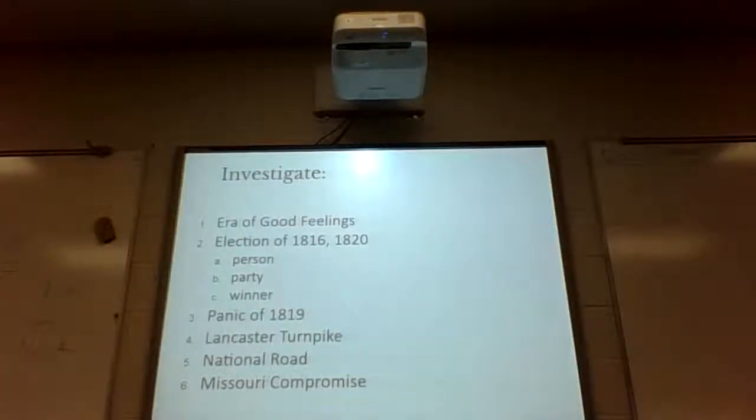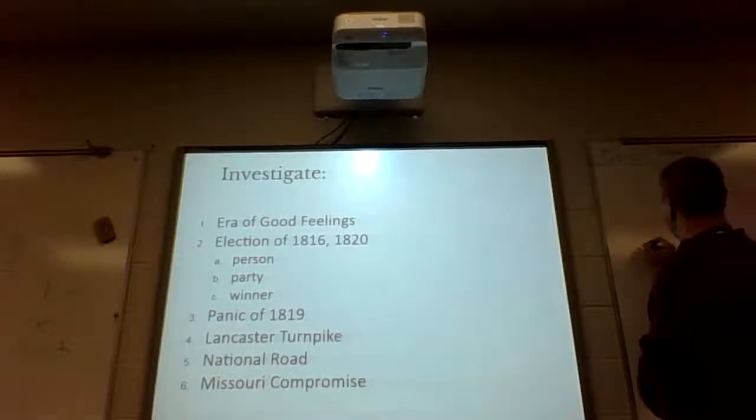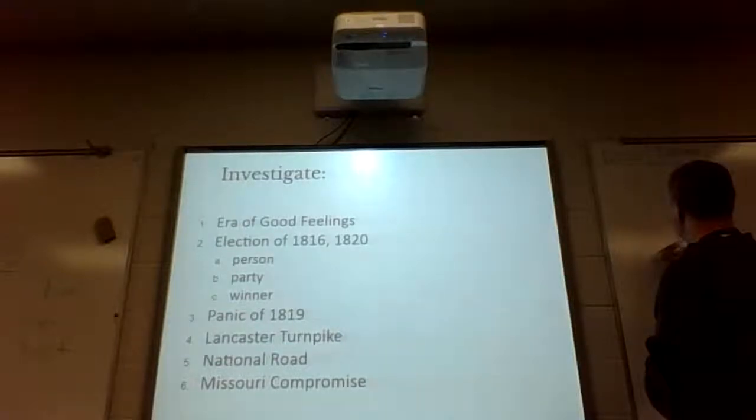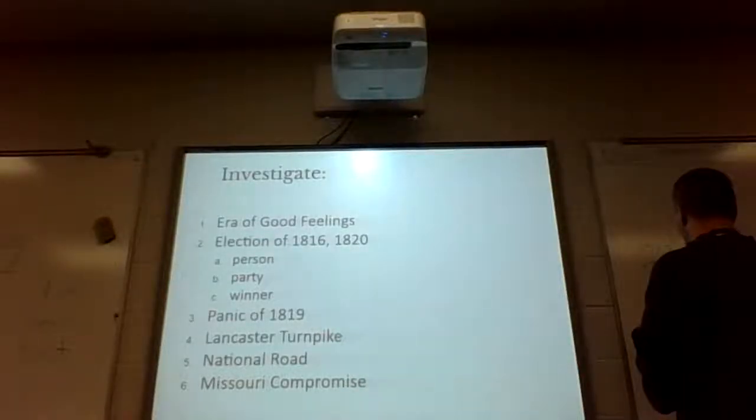All right. Row 2. Person, party, winner, 1816 election. Republican. Mr. Monroe. Democratic Republican. And he got 183 electoral votes. Let's see. 1789, 1792, 1796, 1800, 1804, 1808, 1812, 1816, 1820.